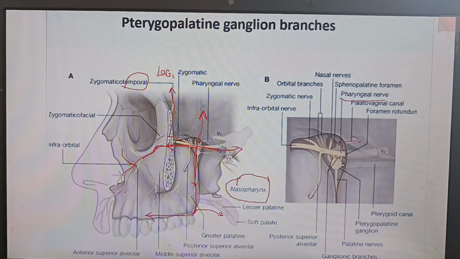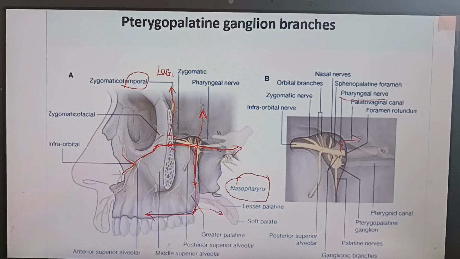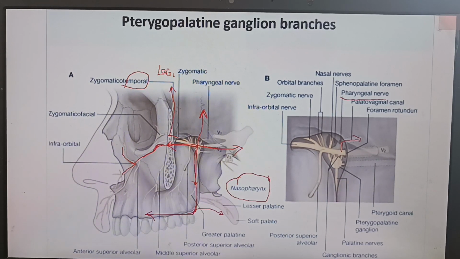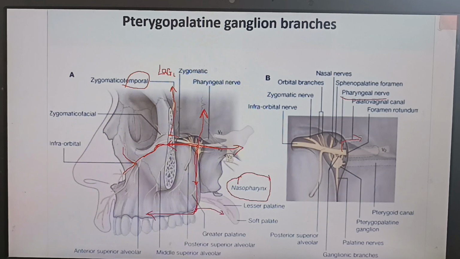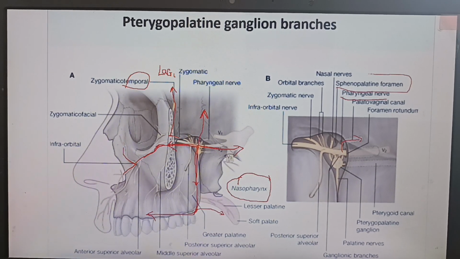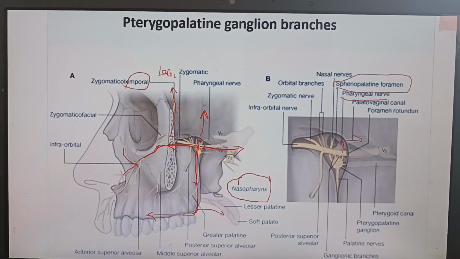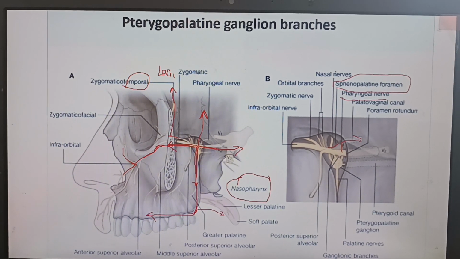Now remaining are two branches which I cannot show in this picture, but you can very well make out, that is a medial and lateral branch. Let us look at the medial branch. The area medial to this is the nose, the nasal cavity. Now you can see there's a foramen here known as the sphenopalatine foramen. That's a foramen between the sphenoid bone and the palate. So this is the sphenopalatine foramen into which the nasal nerve goes. So the nasal nerve goes medially.